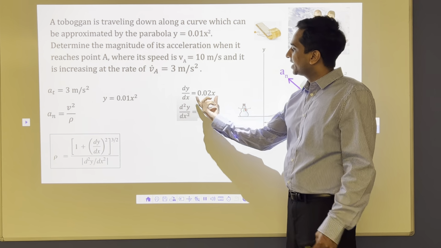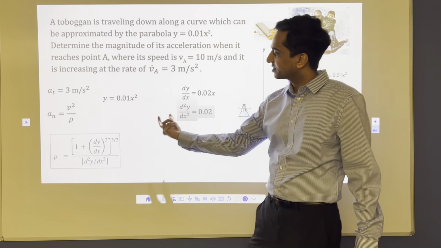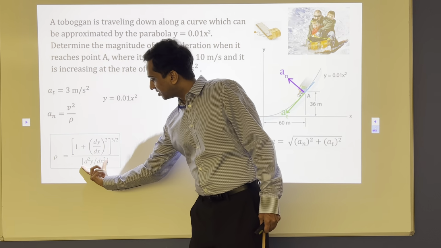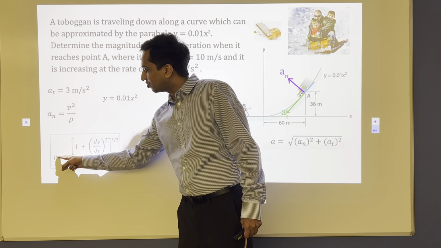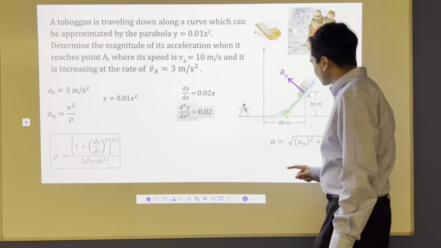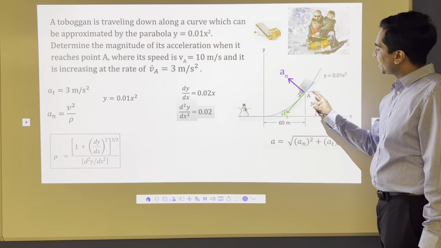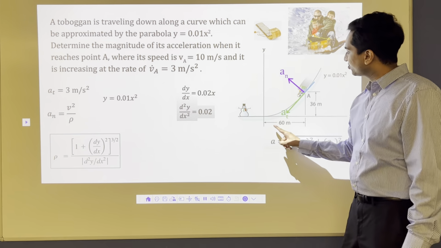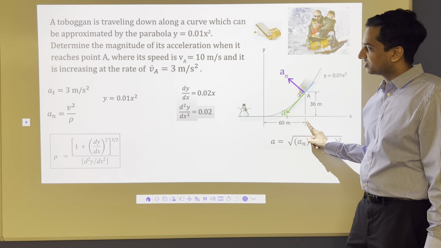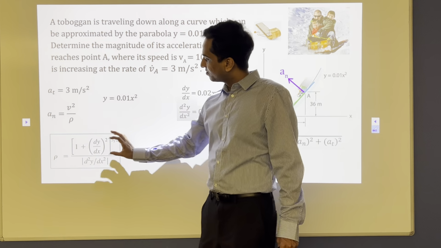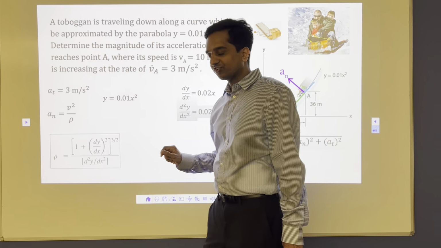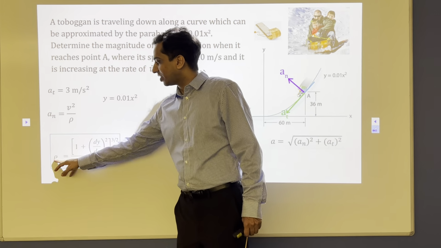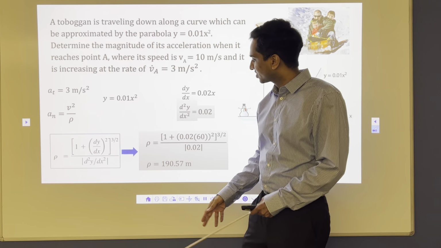Now I am going to take this 0.02x and put it here. I am going to put this 0.02 here, and then I am going to find the radius at x is equal to 60 and y is equal to 36. There is no y here, so I am going to use x is equal to 60 here. So when you put these numbers here, x is equal to 60 based on this geometry, you should be able to find the radius. So here I'm going to do this calculation.